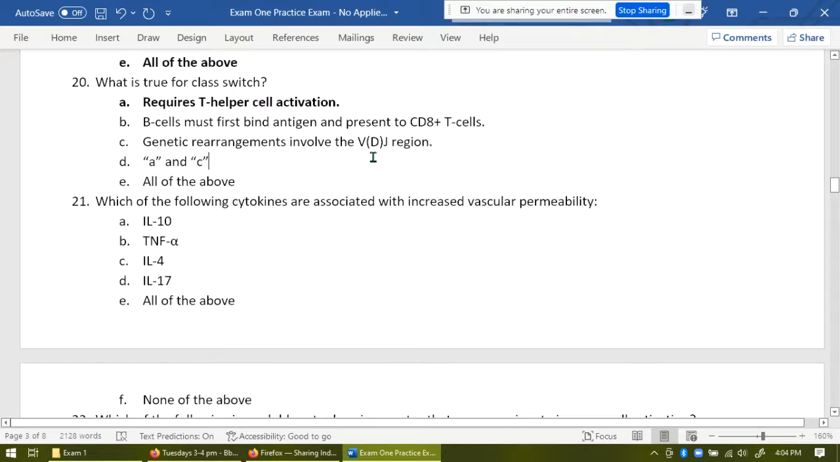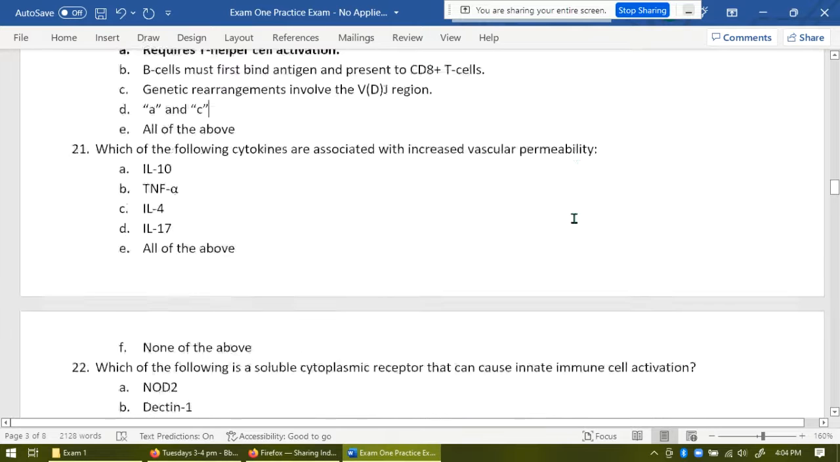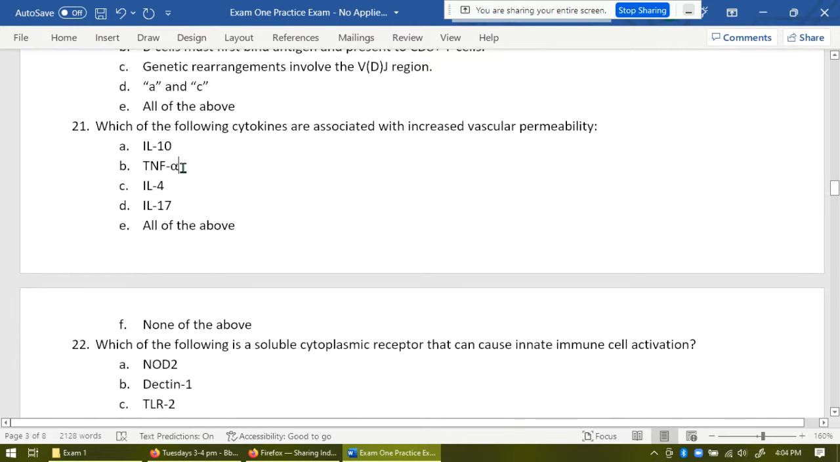Okay. Which of the following cytokines are associated with increased vascular permeability? IL-10, no. Tumor necrosis factor, yes. And none of these other ones. So tumor necrosis factor is our answer here. IL-4, nope. IL-17, no.